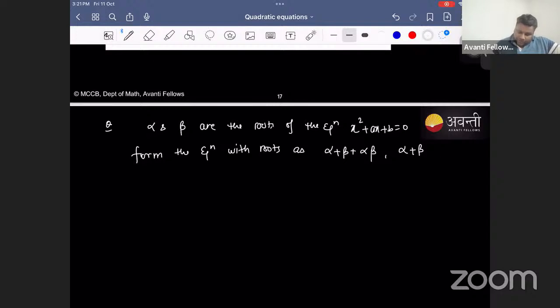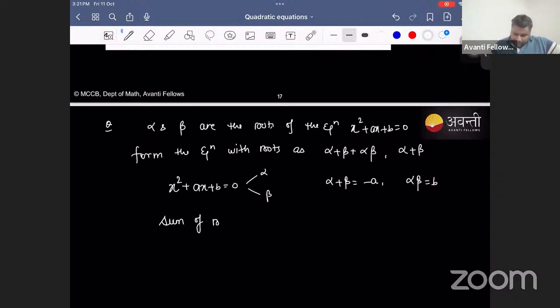Now see, from the given equation, x square plus ax plus b equals to 0, its roots are alpha, beta. So alpha plus beta is minus a, and alpha beta is b. So sum of the new roots is twice alpha plus beta plus alpha beta. So that is minus 2a plus b.